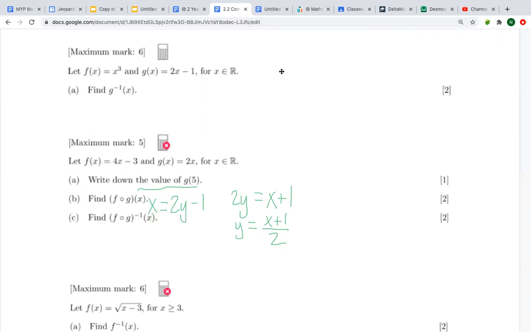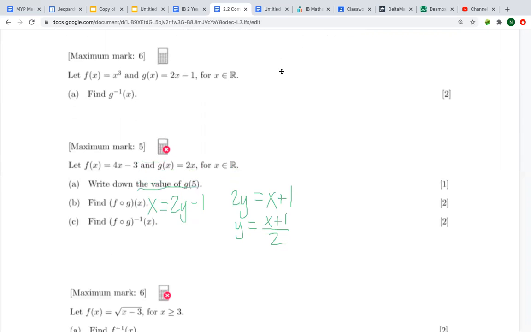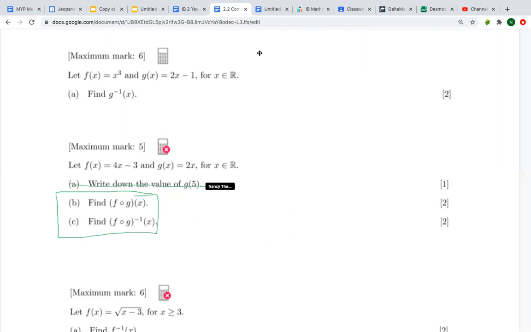Okay, so moving on to the next one. This next one is no calculator. This one combines a couple of the skills. Just go ahead and do parts B and C. Don't worry about A. So go ahead and pause your video and solve those now.